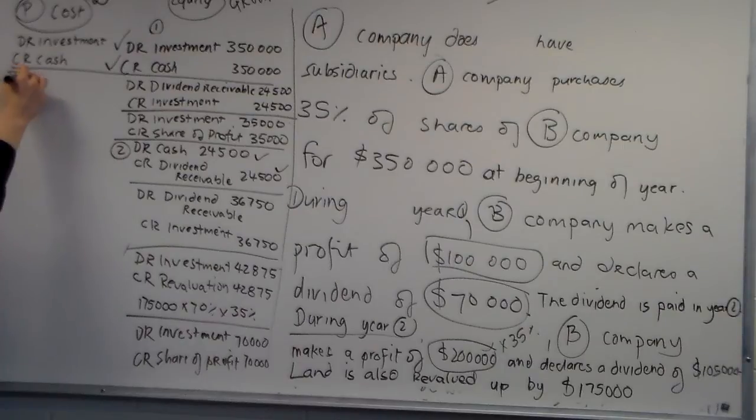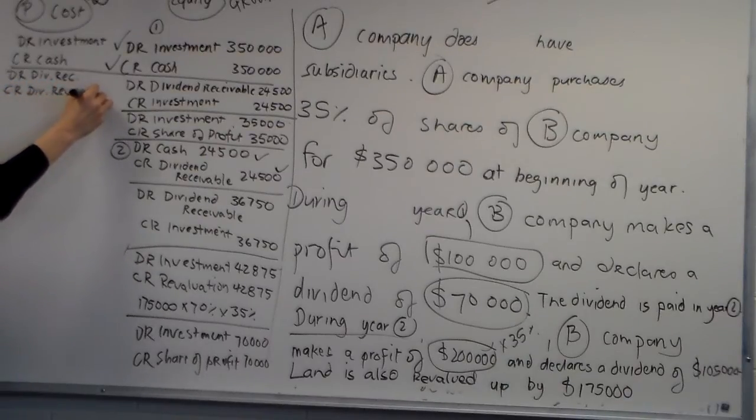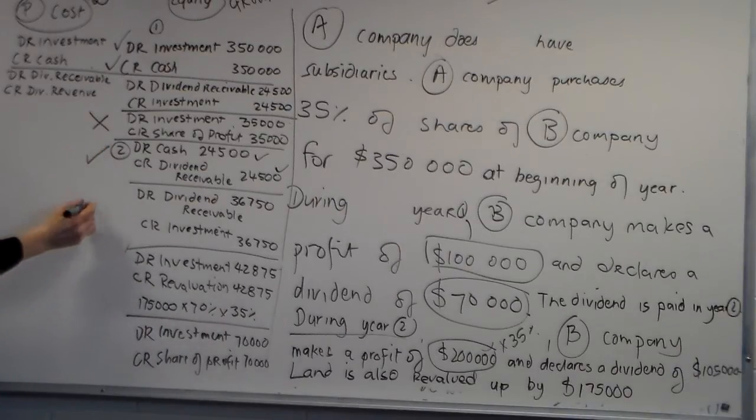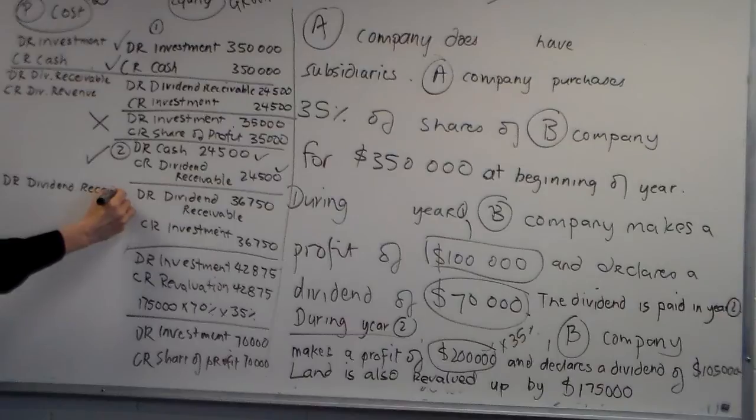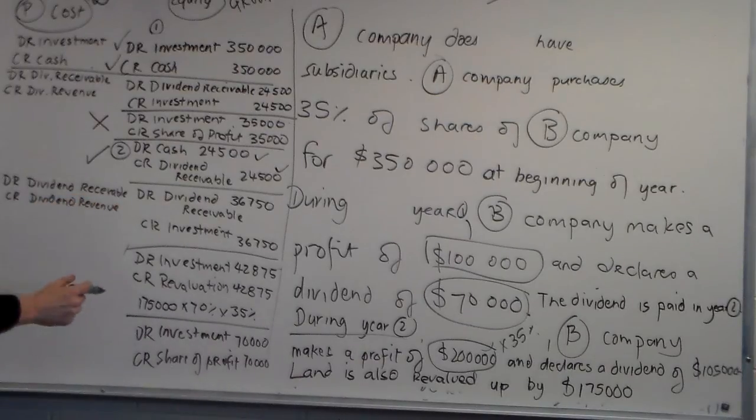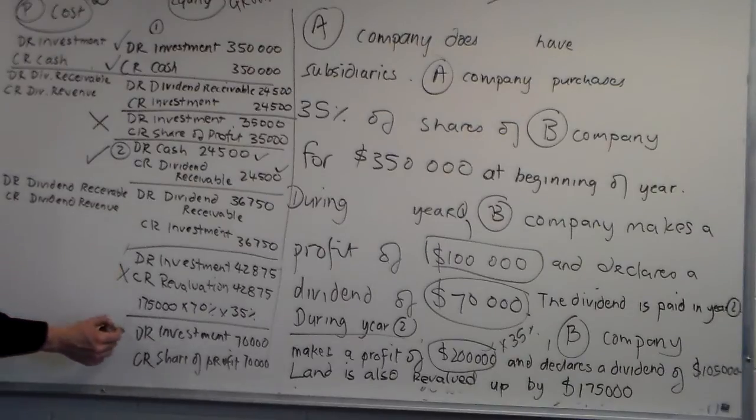So they've already done this dividend receivable and credit dividend revenue. Okay. They haven't done that one there. They have done that one. They've done this, but in a different way. So debit and credit dividend revenue. Okay. They haven't done that one, and they haven't done that one.